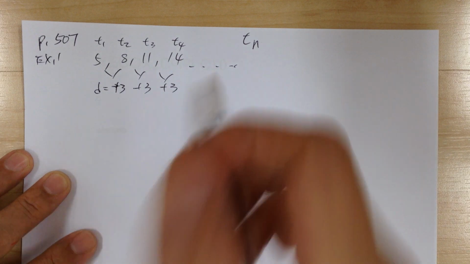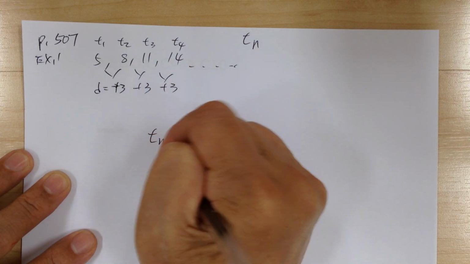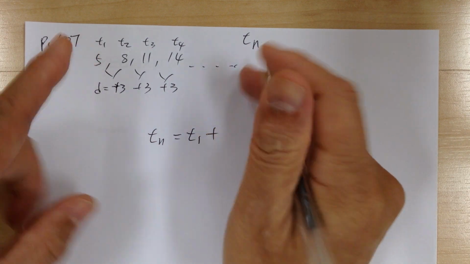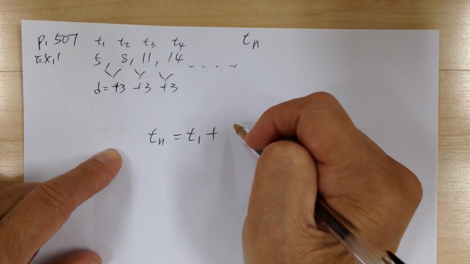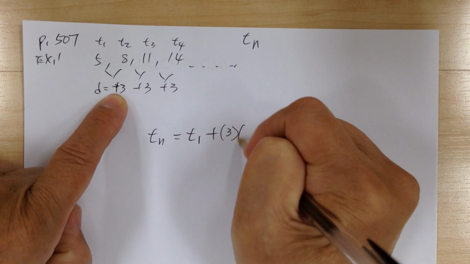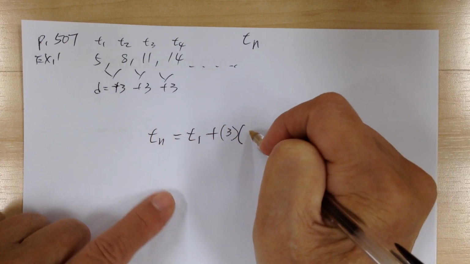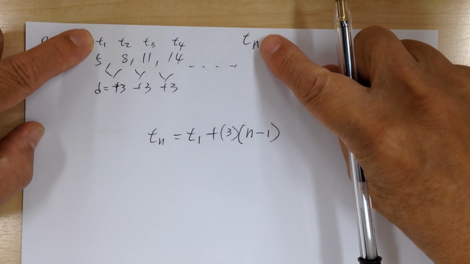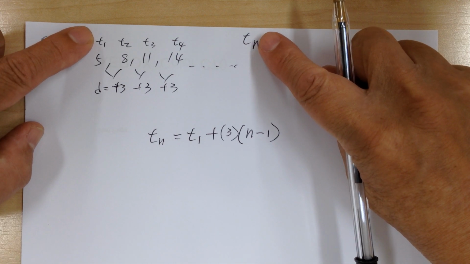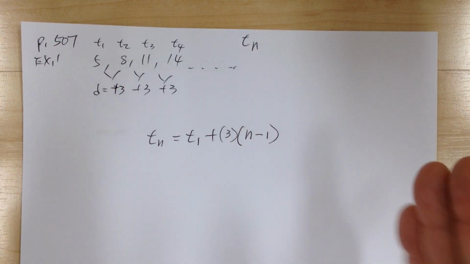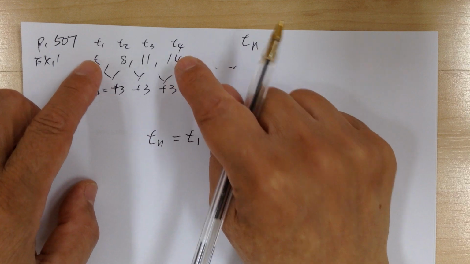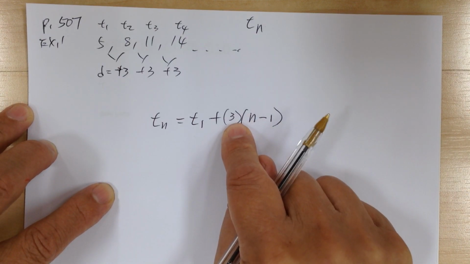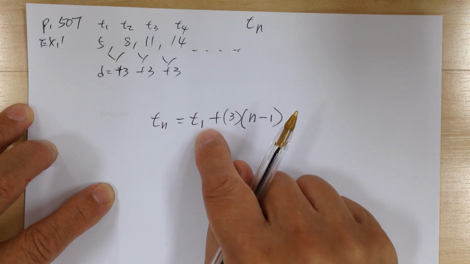The formula is T of n equals T1, the first term, plus the increase. How do you figure out the increase? Each increase is 3, times the number of gaps. The number of gaps is n minus 1, because the number of gaps is always 1 less than the number of terms. So this is the number of gaps, this is the amount of each gap, and this is T1.